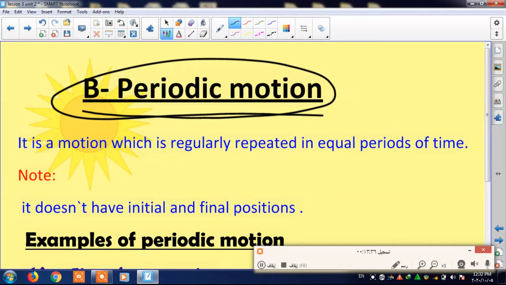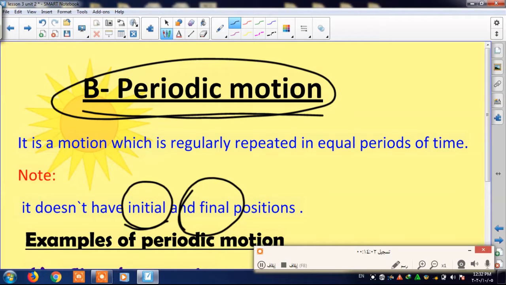Again, like the motion of the electrons around the nucleus, it is a periodic motion. So the periodic motion is the motion that repeats itself regularly at equal intervals of time. And this type of motion doesn't have a start point nor an end point, no initial or final points.